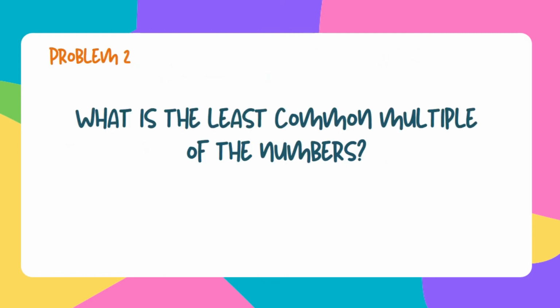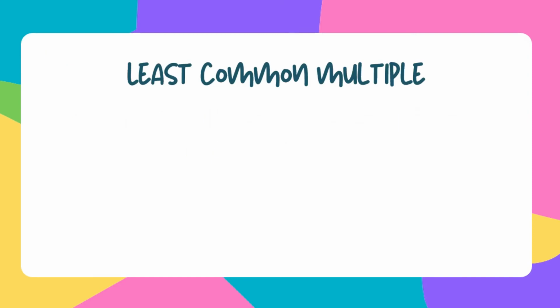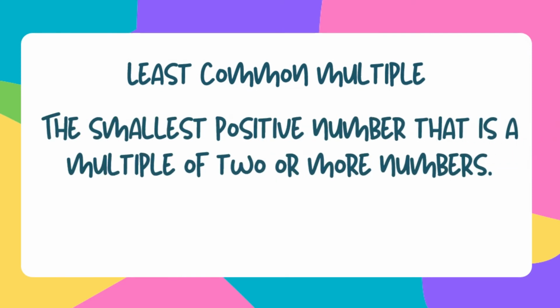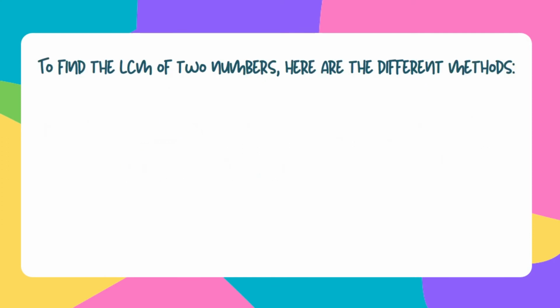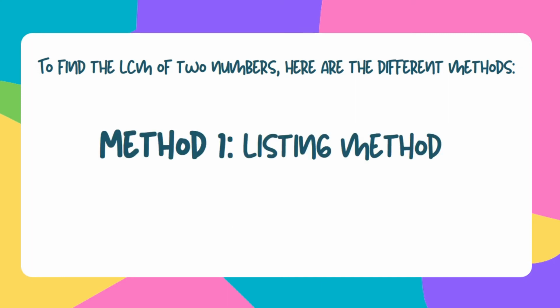Now, let's proceed to problem number 2. What is the least common multiple of the numbers? Let us first define least common multiple. Least common multiple is the smallest positive number that is a multiple of 2 or more numbers. To find the LCM or least common multiple of two numbers, here are the different methods.